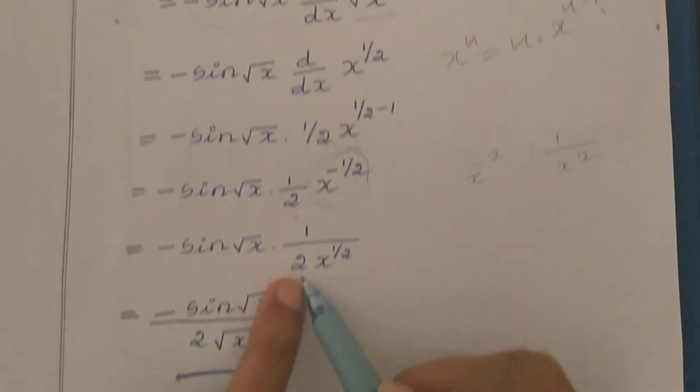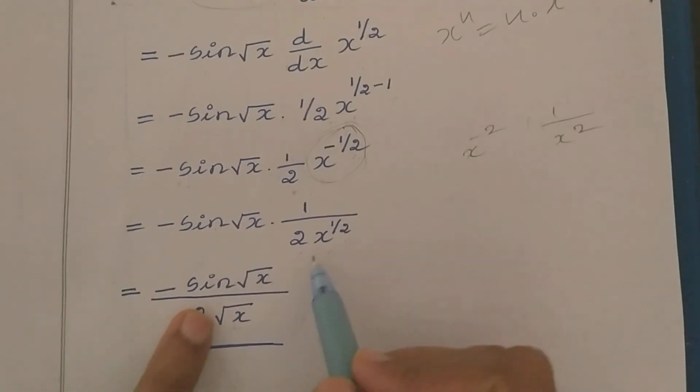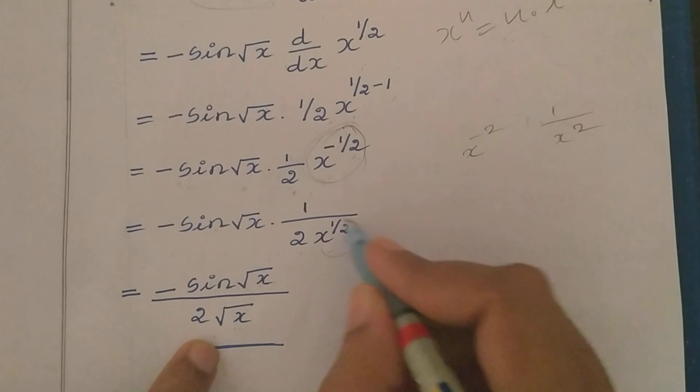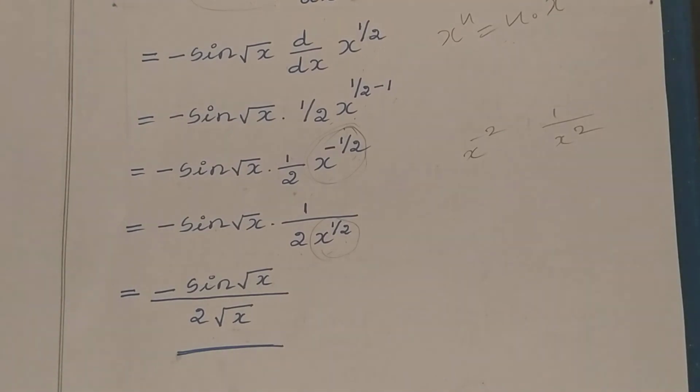Then we have this half. Then we have this value, that is same. So minus sin. So finally here we get minus sin square root of x divided by 2 into x to the power half is nothing but square root of x. So square root of x. So this is about the solution. Question number 5 to 8 solution.